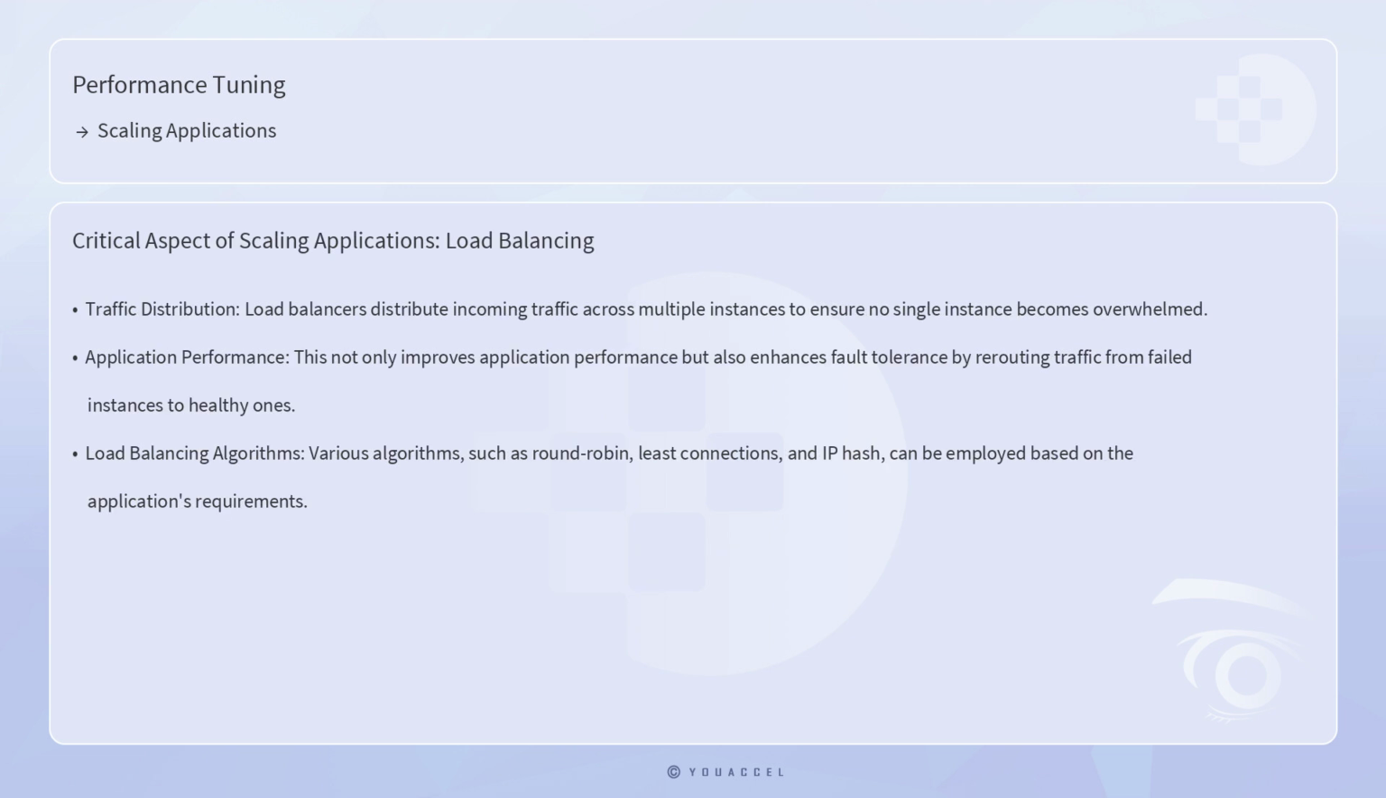Another critical aspect of scaling applications is load balancing. Load balancers distribute incoming traffic across multiple instances to ensure no single instance becomes overwhelmed. This not only improves application performance, but also enhances fault tolerance by rerouting traffic from failed instances to healthy ones.